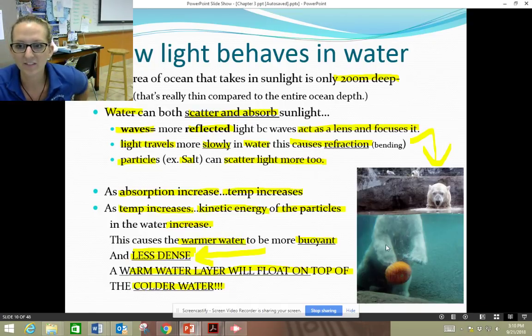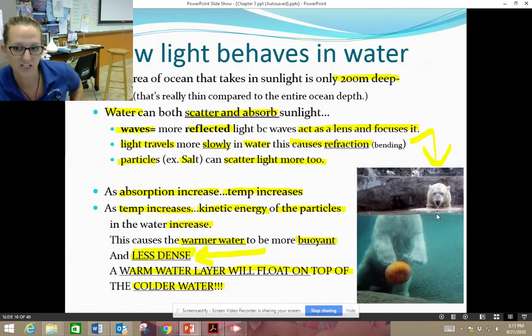I love this picture. I think it's crazy. His head is obviously not cut off or anything like that. The polar bear is just standing right here, not over here. It looks that way because light is traveling so much slower. This water is very cold and very dense. It has a lot of salt and a lot of particulate matter in there, so that is going to cause the light to look like it's bending.